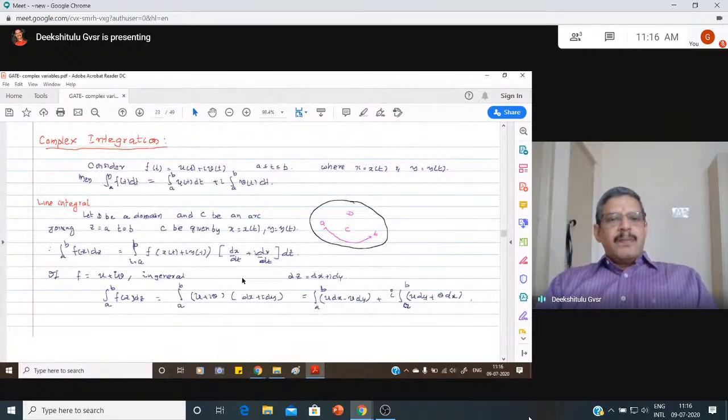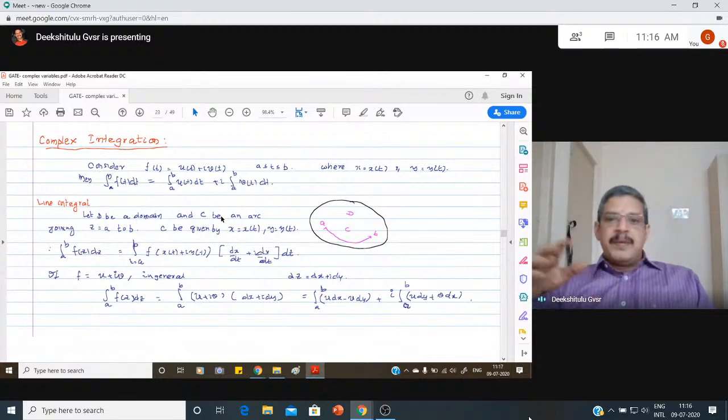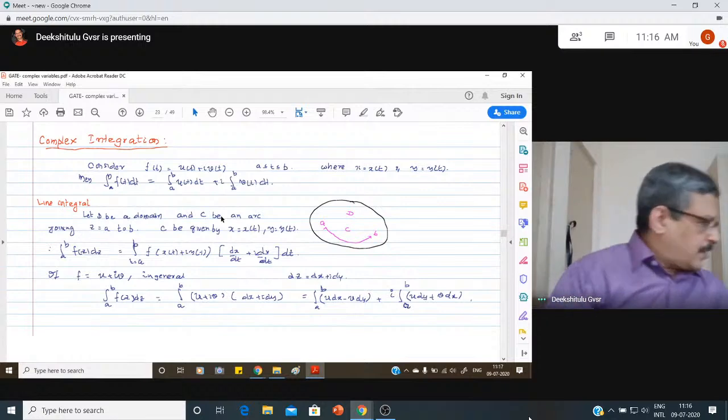Then we move to complex integration. So we have a most important result in complex integration, that is Cauchy's theorem. Before going to Cauchy's theorem, let us see how to find a line integral of complex valued functions. Consider f of z is equal to u plus iv, where t lies between a and b, where x is equal to x of t and y is equal to y of t is the equation of the curve in parametric form.